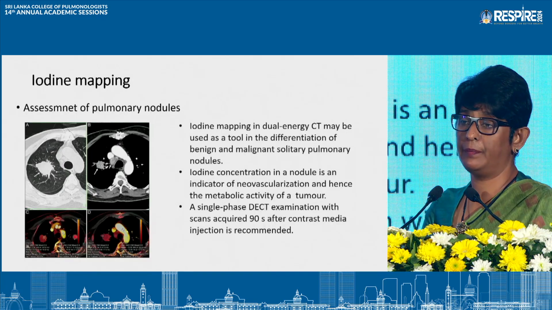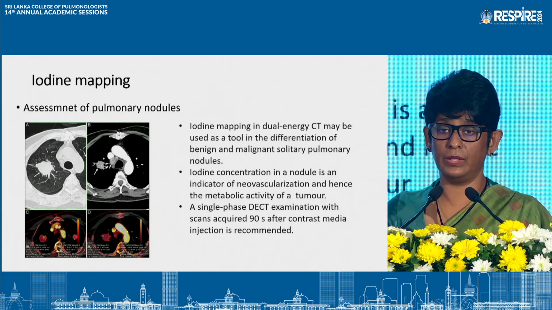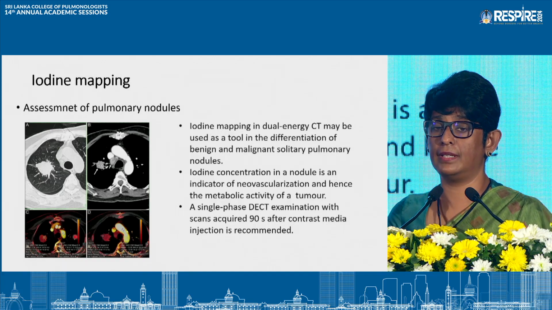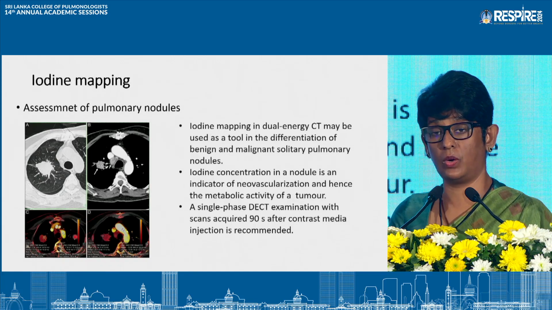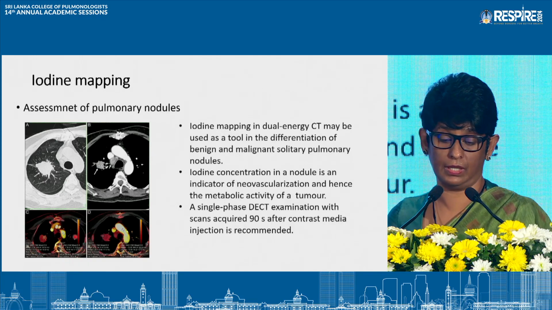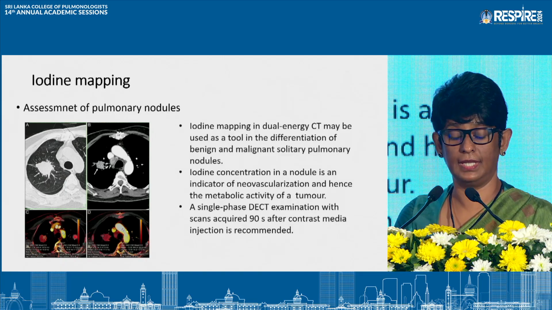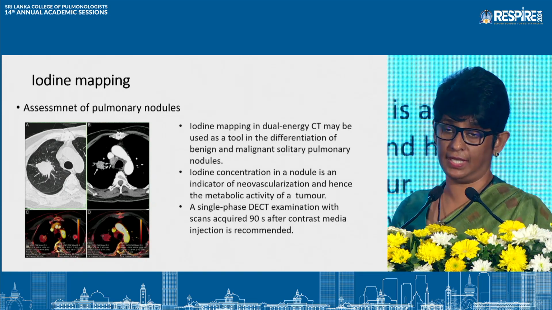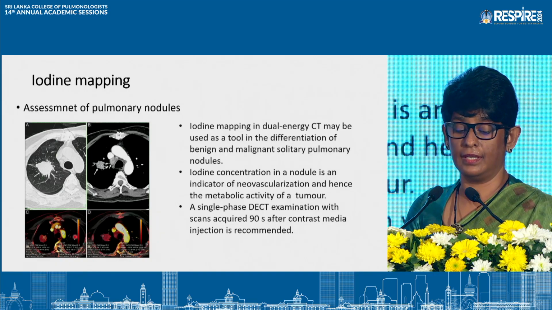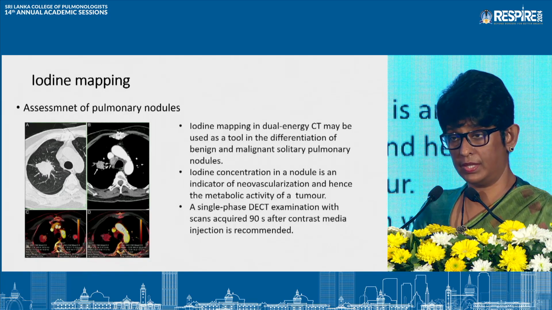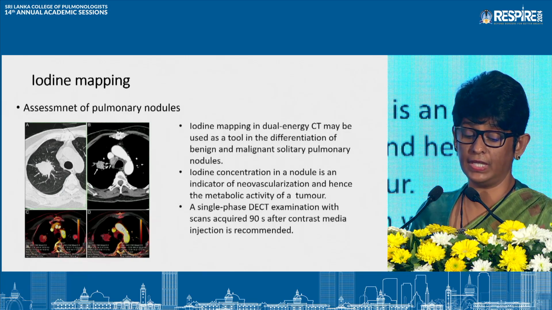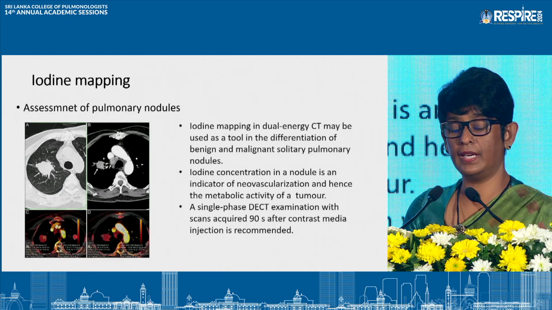Now, assessment of pulmonary nodules. When we encounter pulmonary nodules or masses, what we do is a pre and post-contrast set of images, and we measure the post-contrast attenuation or enhancement, and if it is more than 20 HU, we assume that the lesion is malignant. Now, with iodine mapping in dual energy CT, we can do a single set of images post-contrast after 90 seconds from administration of IV contrast, and then assess the iodine concentration.